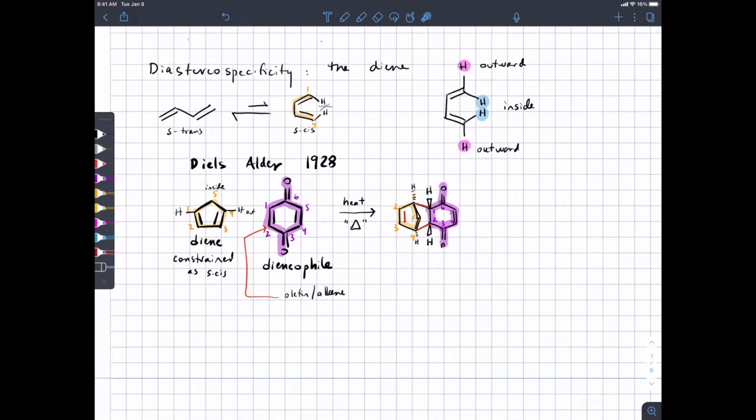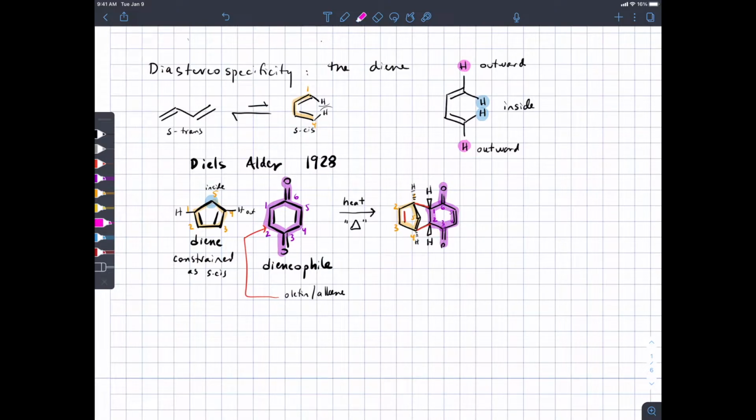So here's the original Diels-Alder reaction from 1928, which you saw last time. Notice that for this diene, cyclopentadiene, it is permanently constrained in the s-cis conformation, because in cyclopentadiene, there's only one inside substituent and it's connected to both orange carbons 1 and 4, so there's no steric problem anymore.